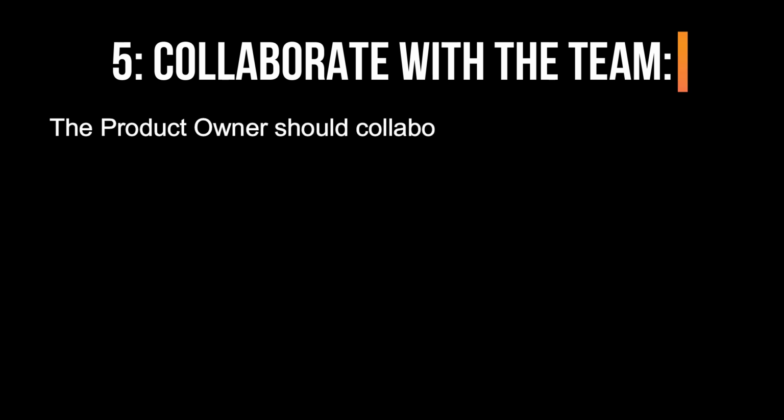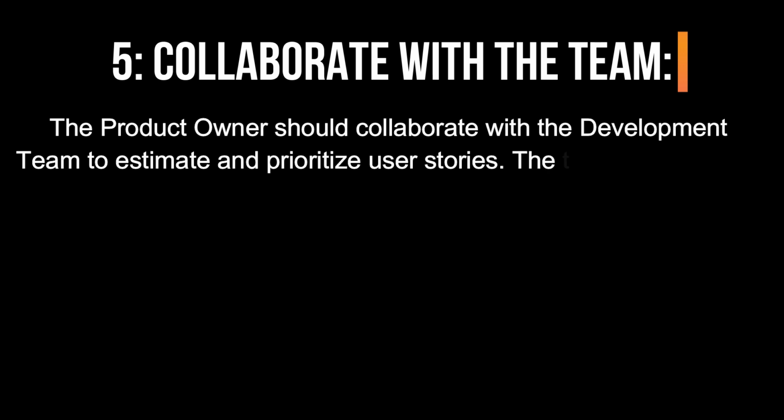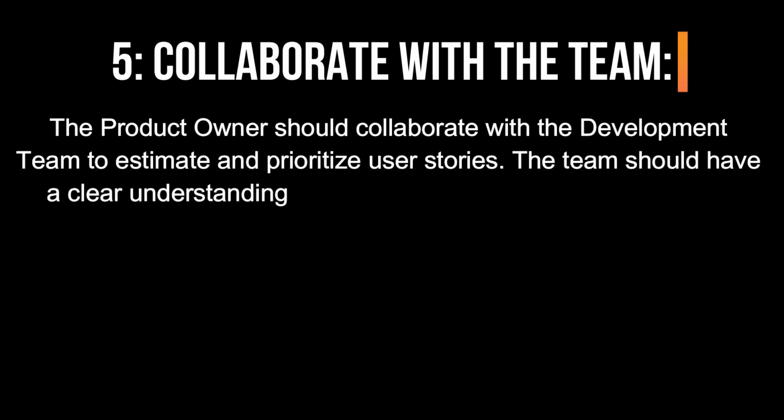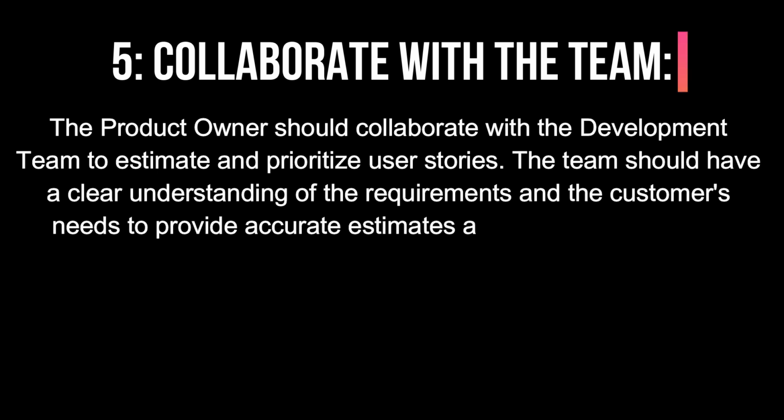5. Collaborate with the team. The product owner should collaborate with the development team to estimate and prioritize user stories. The team should have a clear understanding of the requirements and the customer's needs to provide accurate estimates and prioritize effectively.